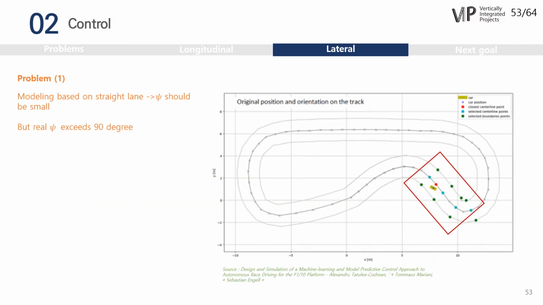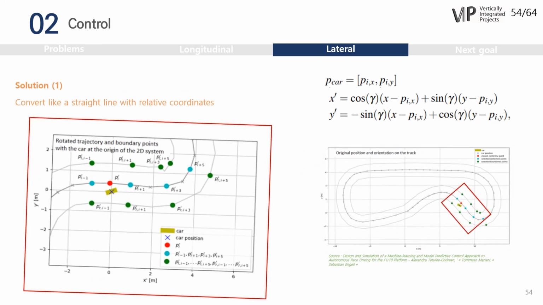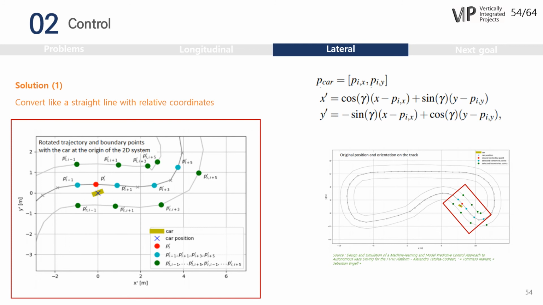But the problem is, this method isn't appropriate for a curve like a U-turn, because it is basically designed for a straight lane. However, this problem will be solved easily by transforming the current position of the vehicle into relative coordinates, and we're working on it.